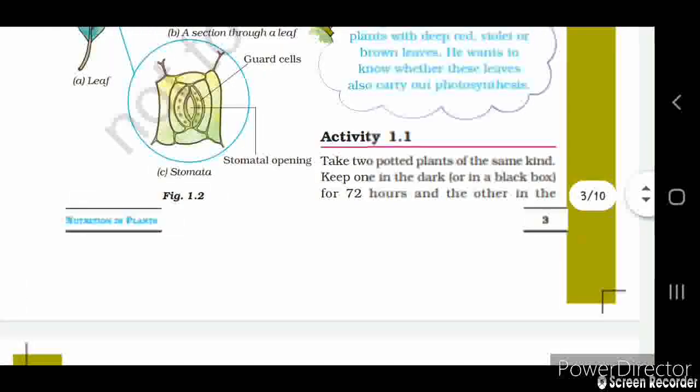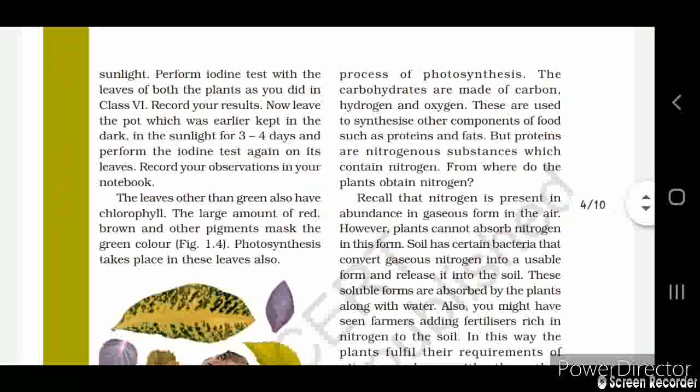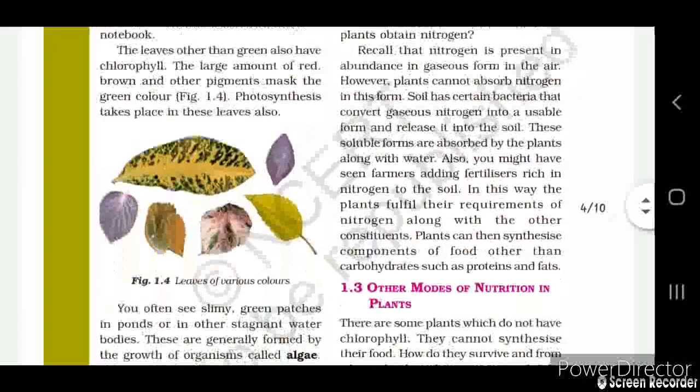Now activity 1. Take two potted plants of the same kind. Keep one in the dark for 72 hours and the other in the sunlight. Perform the iodine test with the leaves of both the plants as you did in class 6th. Record your results. Now leave the pot which was earlier kept in the dark in the sunlight for 3 to 4 days and perform the iodine test again on the same leaf. After seeing that, you have to record all the observations you have made.